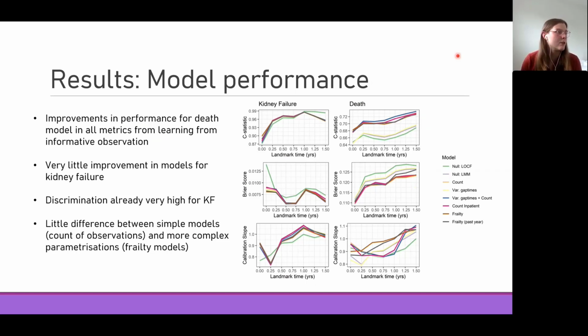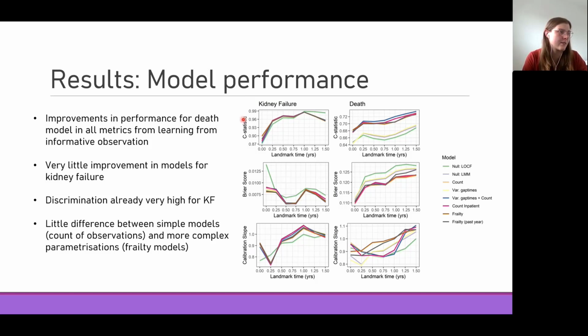So onto the actual model performance. There's quite a lot going on in this plot on the right, so I'll talk through it. What we're looking at here is the 3 performance metrics that I mentioned, so the C statistic, the Brier score, and the calibration slope. And they're each summarized separately for the 2 outcomes, so for kidney failure and for death.